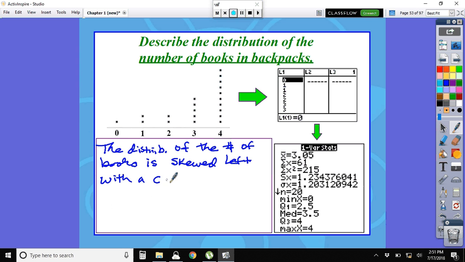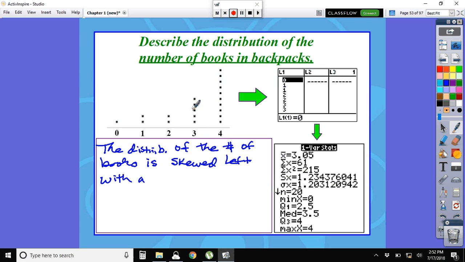with a center of. Now, if I said a center of, then I have to remember, do I get to use a mean or a median with a skewed distribution? So I'm not actually going to write out center. I'm going to specify which measure of center I'm going to be using. And we said earlier that if the distribution is skewed left or right, we're going to use the median to describe the center.